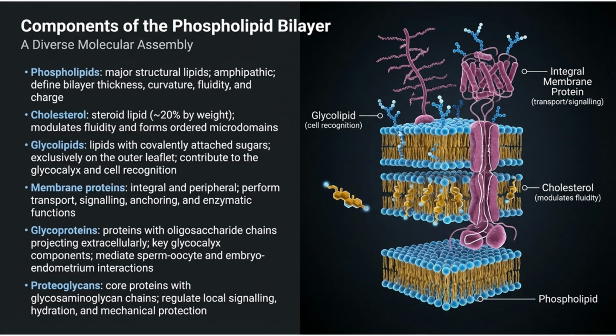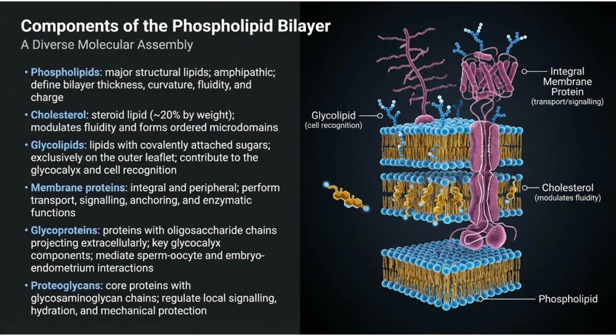The zona pellucida 3 protein, for example, is a glycoprotein that acts as the primary sperm receptor on the oocyte surface. Finally, proteoglycans, core proteins decorated with glycosaminoglycan chains, regulate local signaling environments, contribute to hydration, and provide mechanical protection. Together, these components create a membrane of remarkable functional complexity.